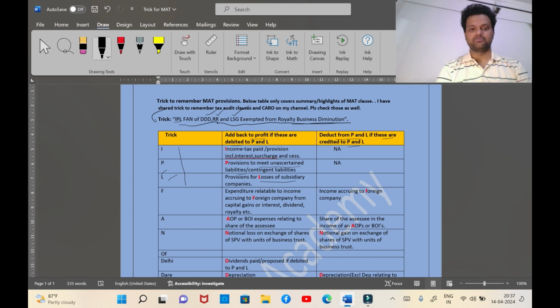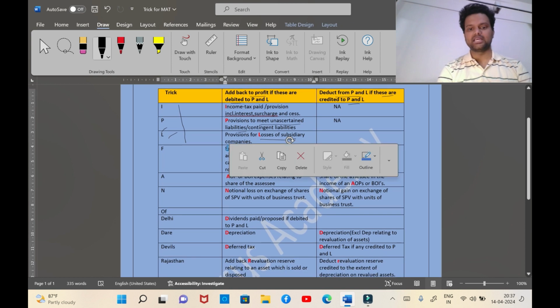Now FAN. F means expenditure relatable to income accruing to the foreign company from capital gains, interest, dividend, royalty, etc. Now you are able to recollect. F means expenditure relating to the income of the foreign company, relating to capital gains, interest income, etc. Not only the expense do you need to add back, at the same time the income accruing to the foreign company from the same related source, that also you need to deduct. So both adjustments are in a single row.